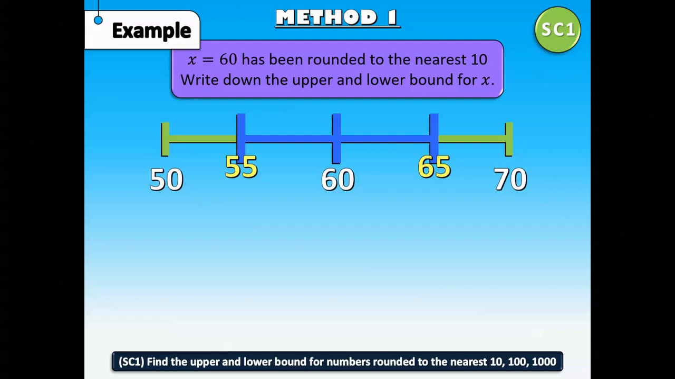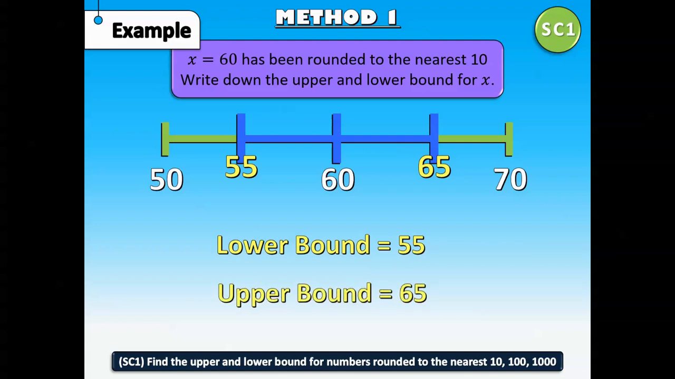This is what's known as the upper and the lower bounds. So the lower bound would be 55, and the upper bound would be 65. So the number must be somewhere in between 55 and 65. If it was smaller than 55, then it'd round down to 50. If it was bigger than 65, then it would have been rounded up to 70. So the number that's been rounded must be somewhere in between 55 and 65.